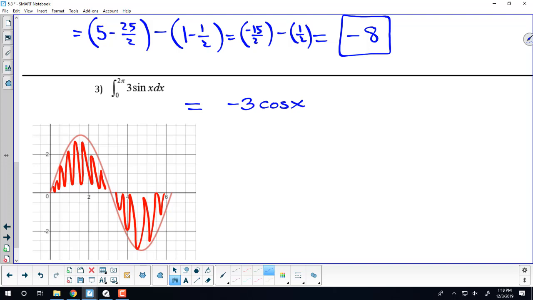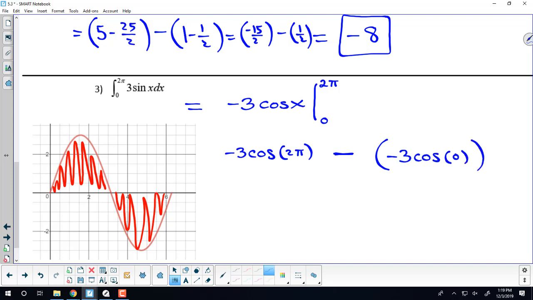Okay, so we have negative 3 cosine x evaluated from 0 to 2 pi. So the negative 3 is just multiplying all of it. Some people choose to just work with what they have here and say that it's negative 3 cosine of 2 pi. So there's our capital F of B, our antiderivative at the upper limit. And then we have to subtract off, that's just in the formula, the antiderivative evaluated at the lower limit.